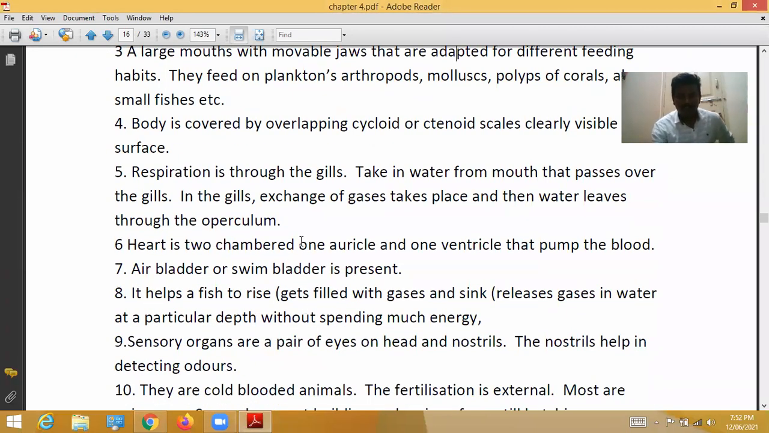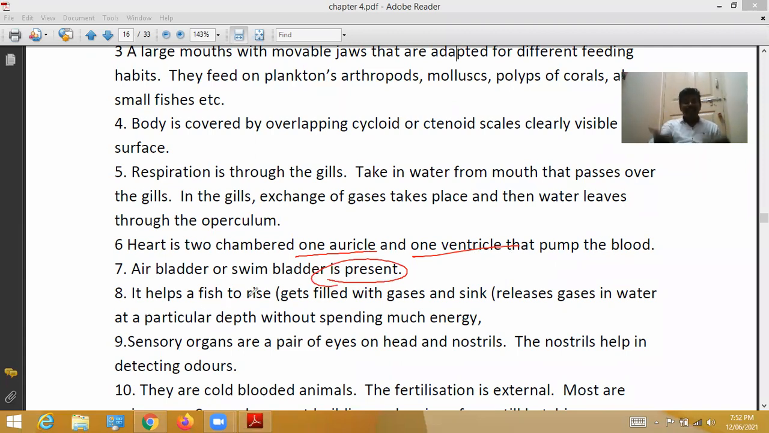The heart is two-chambered, one auricle and one ventricle, which pumps the blood through the circulatory system. The air bladder or swim bladder is present. It helps a fish to rise. It gets filled with gases, and helps the fish sink at a particular depth without spending much energy.